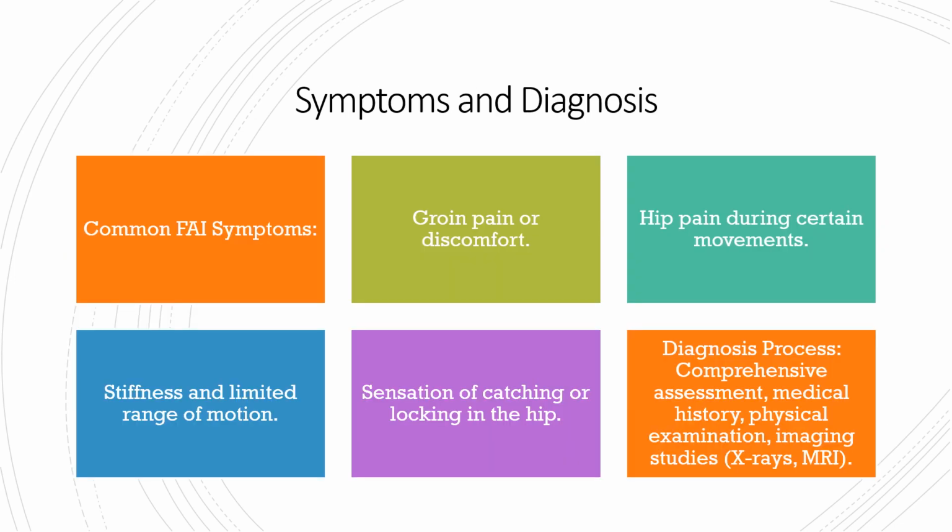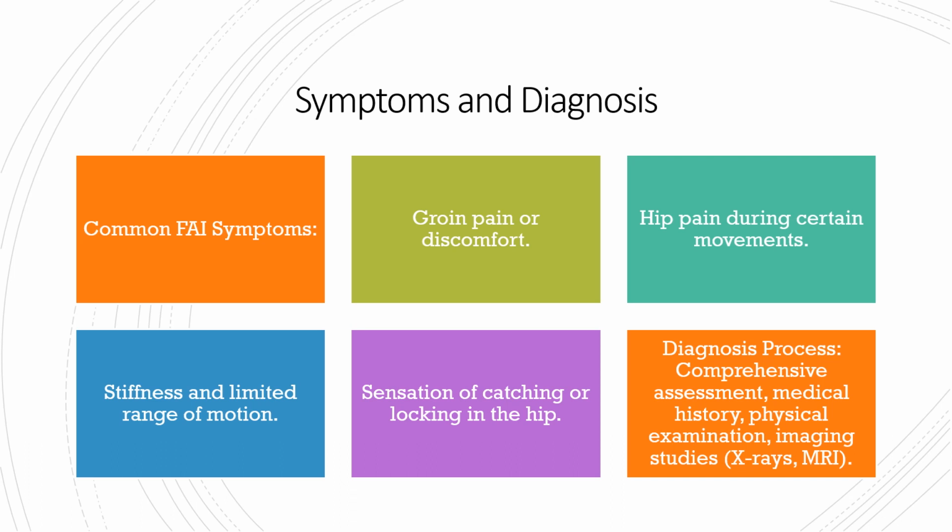So how do we know if someone has an FAI if they come into clinic? The signs and symptoms of an FAI include groin pain or discomfort, hip pain during certain movements, such as deep flexion or rotation, stiffness and limited range of motion, and a sensation of catching or locking in the hip.